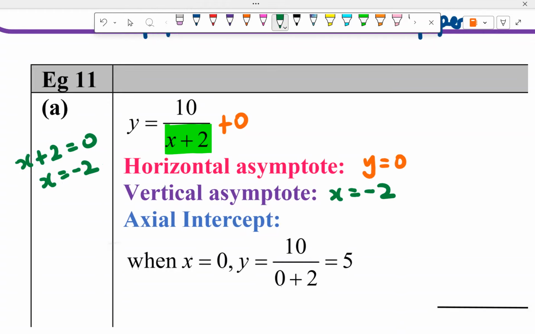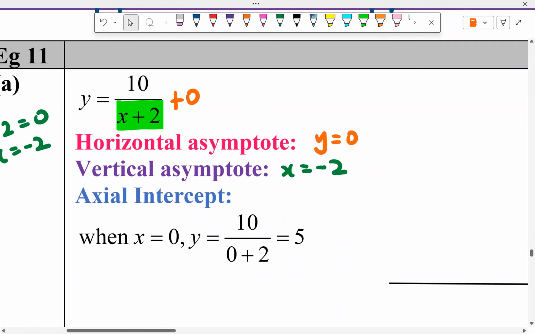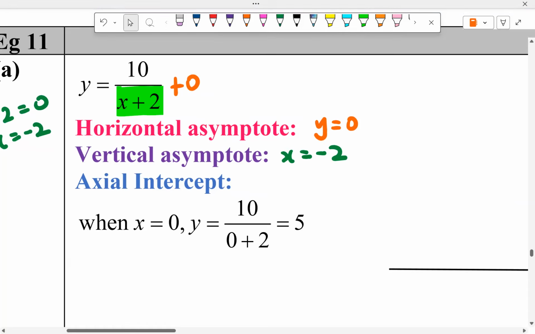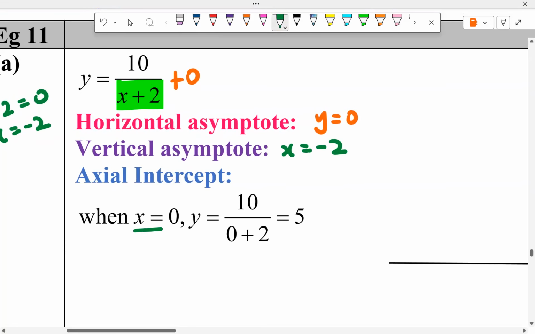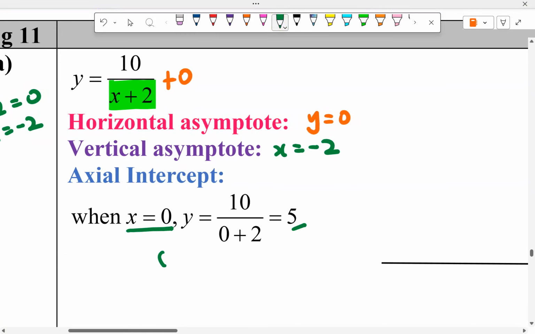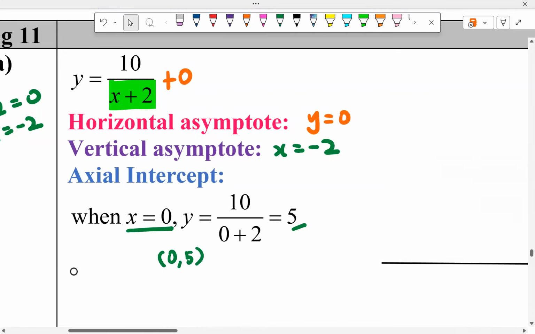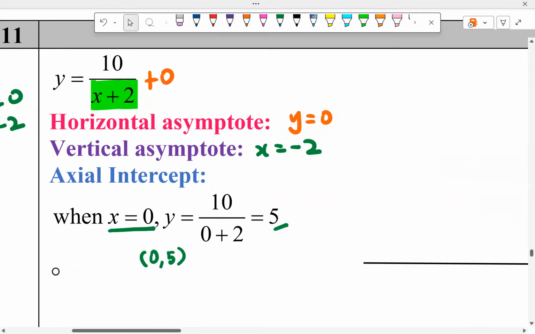For the intercepts, you can either use your GC to solve for them or solve algebraically. If I want the y-intercept, it's pretty easy. To get the y-intercept, I substitute x equals 0 into the equation. I get y equals 5. So the y-intercept is at (0, 5). There is no x-intercept in this graph. If you try to solve for the x-intercept, you will not get any solution.